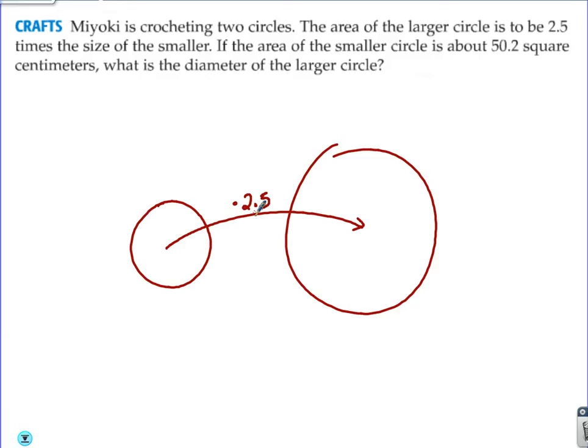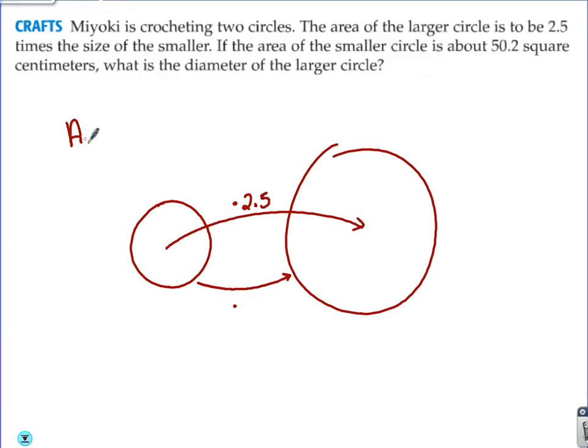Now, does that mean the circumference will be 2.5 times as big? No. Circumference is a linear measure. Area is not a linear measure. So let's talk about what would actually be the scale factor there. If you're going to multiply to go from circumference to circumference, or from radius to radius, what would your scale factor be?